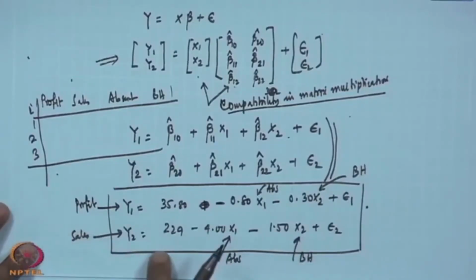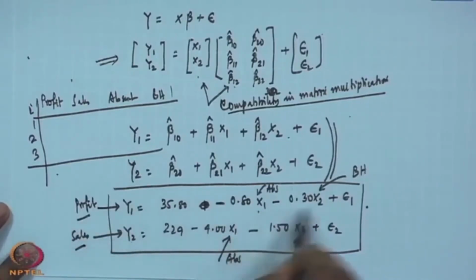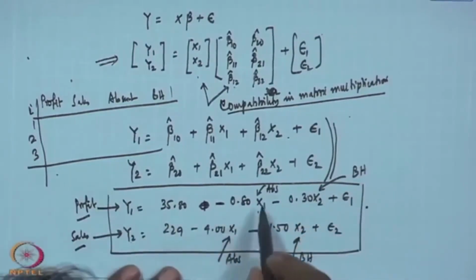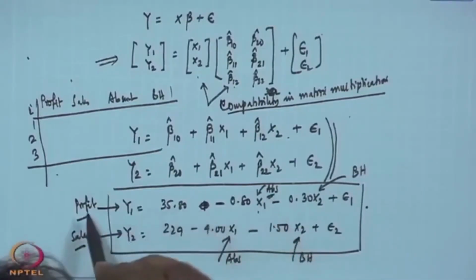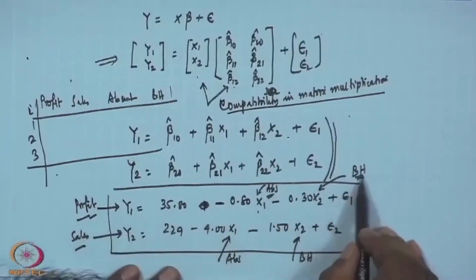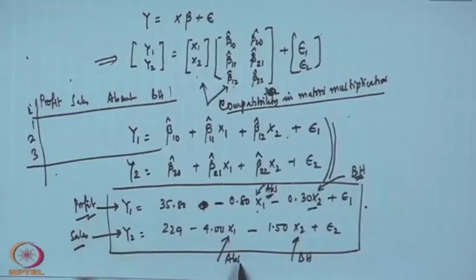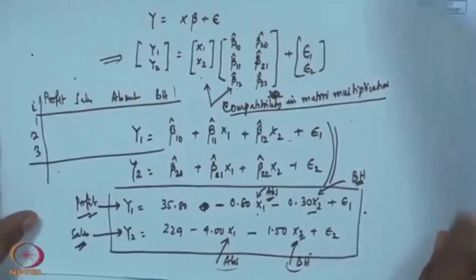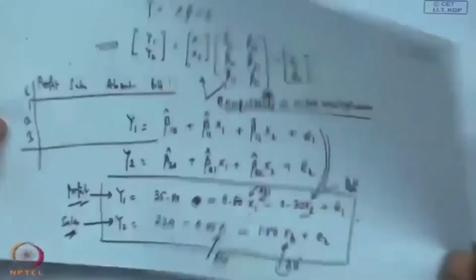So in multiple regression, although on the y side, y1 and y2, profit and sales are different variables, on the x side they will be the same variables for both equations. If absenteeism increases, profit will go down; if breakdown hours increase, profit will go down. If absenteeism increases, sales also will go down; if breakdown hours increase, this also goes down.